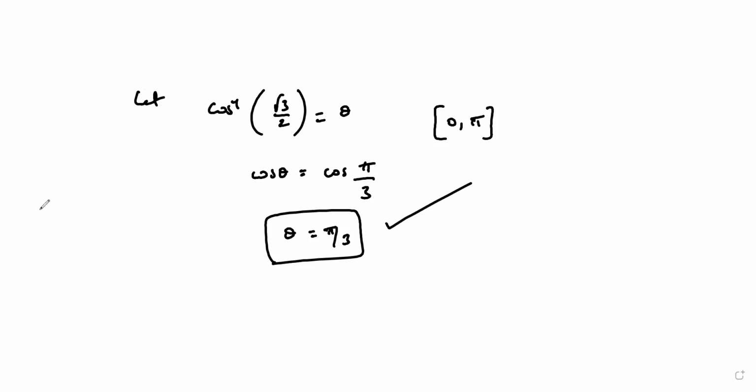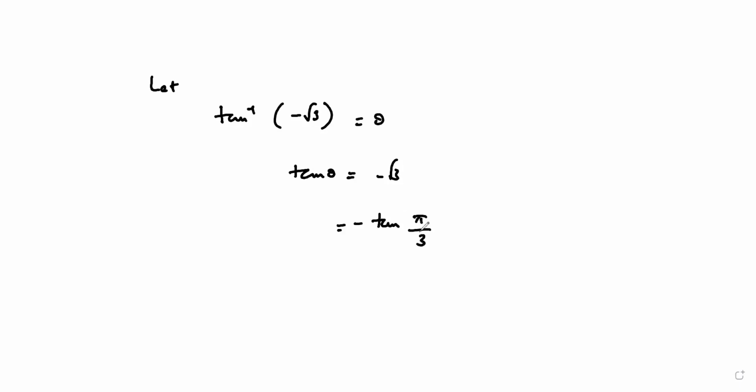Yes, sir. Suppose I have one question like this. Tan inverse of minus root 3. So I will let this entire thing be theta. So tan theta is equal to minus root 3. That is nothing but minus tan 60 degrees. That is pi by 3. So I am going to get minus pi by 3. Is it within the range? Minus pi by 2 to pi by 2.